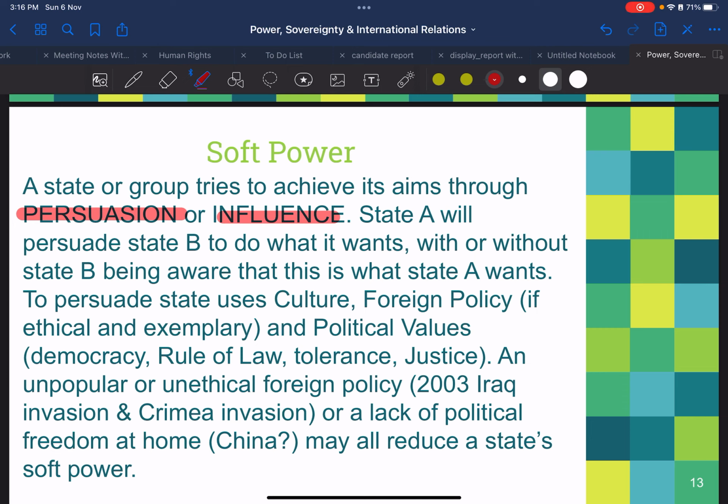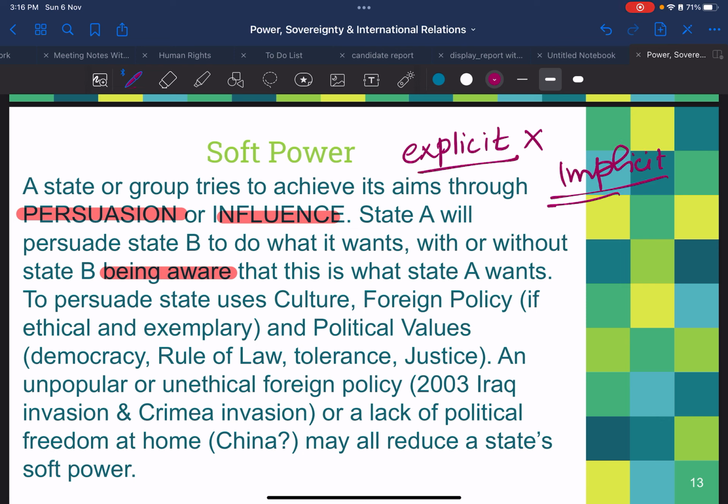A state or group tries to achieve its aims through persuasion or influence. State A will persuade state B to do what it wants, with or without state B being aware that this is what state A wants. Remember, being aware. So that means this is not explicit. This is very important. This is not explicit, but an implicit concept, okay?